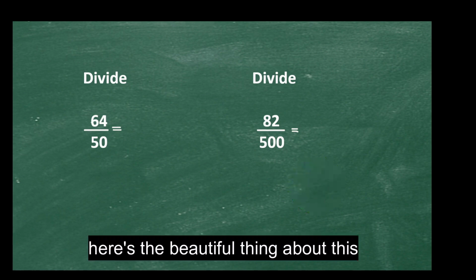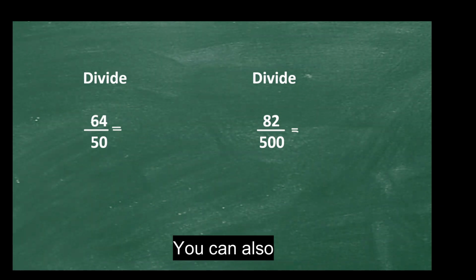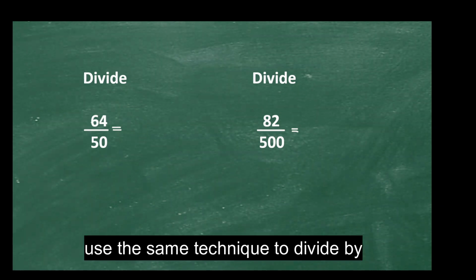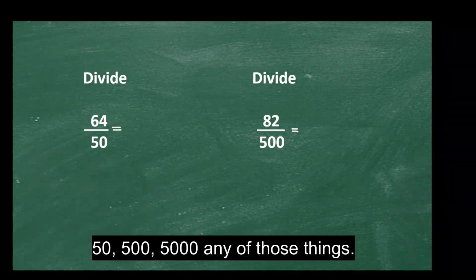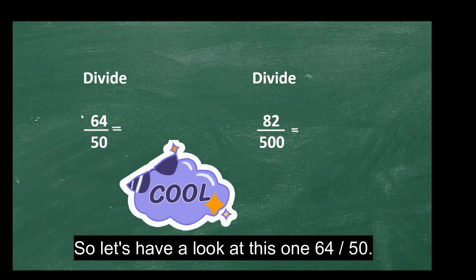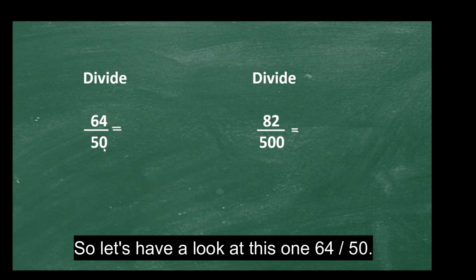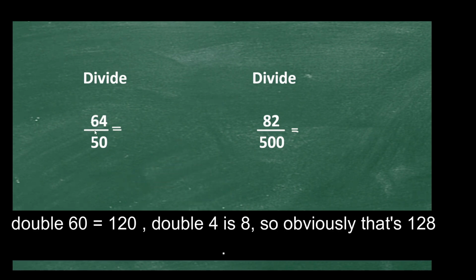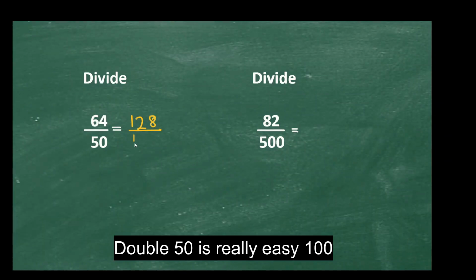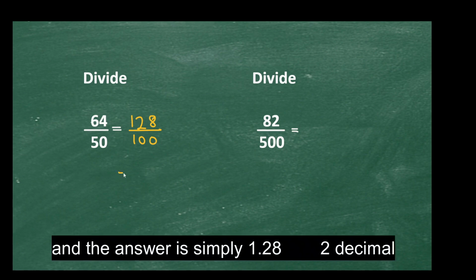Now, here's the beautiful thing about this method. You can also use the same technique to divide by 50, 500, 5000, any of those things. So let's have a look at this one. 64 divided by 50. So in your head, double 60, 120, double 4 is 8. So obviously that's 128. Double 50 is really easy, 100. And the answer is simply 1.28.